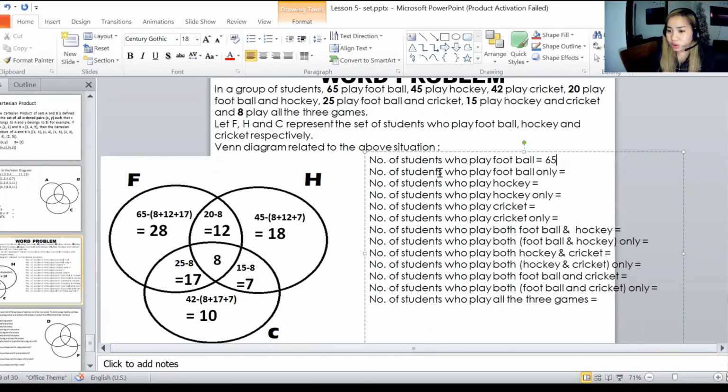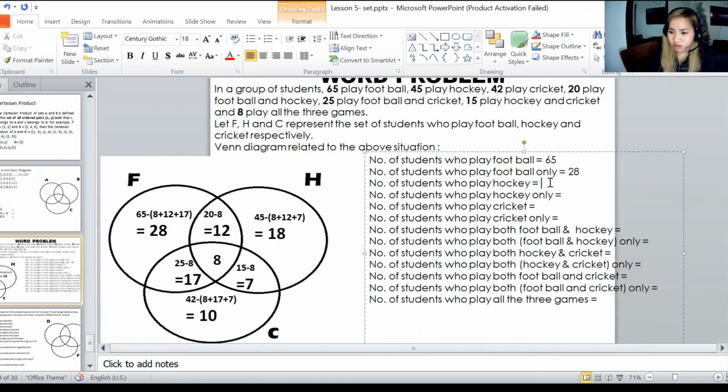Dito naman po, number of students who play football only. Naglalaro po ng football lang. Dito lang siya, hindi naglalaro ng hockey. Kapag po ito yung tinignan natin, naglalaro siya ng football and hockey kasi nasa intersection siya ng football and hockey. Kapag po ito yung tinignan natin, naglalaro siya ng football tsaka cricket kasi nasa intersection. Kapag naman ito yung tinignan natin, naglalaro siya ng lahat ng games. So, dito tayo titingin. Ito lang po yung section na naglalaro siya ng football lang. So, ang answer natin is 28.